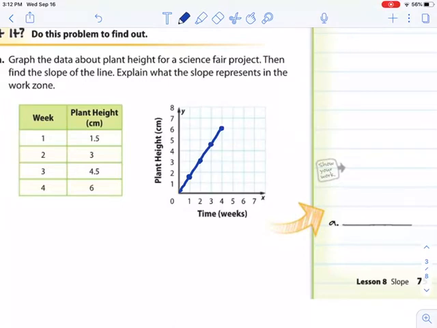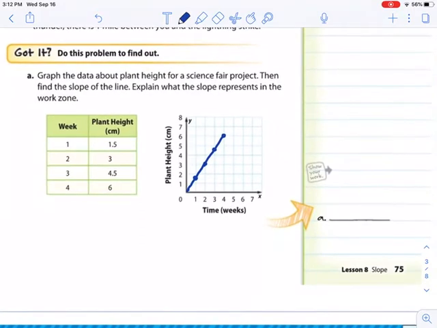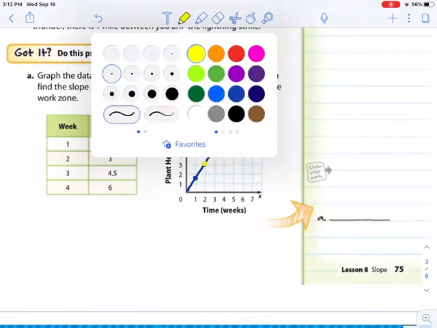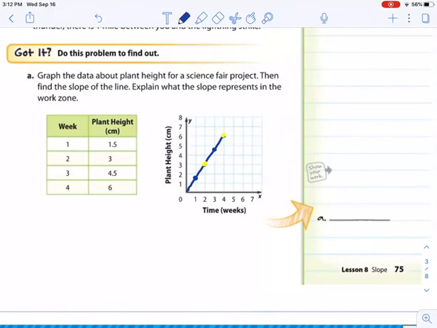So I did my graph. Now I need to find 2 good points. The 2 good points that I'm going to use are this one right here and this one right here. The reason why I chose those points is because I know exactly what the coordinates are, and they're whole numbers. So this coordinate is 2, 3, and that coordinate is 4, 6. You guys don't need to write down the coordinate. I just do it so that you see that they're whole numbers and I know exactly where they're at.